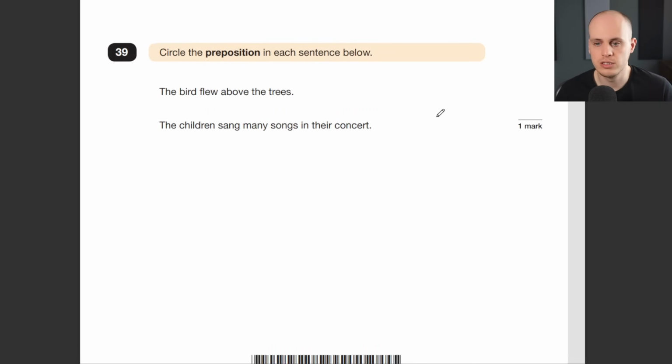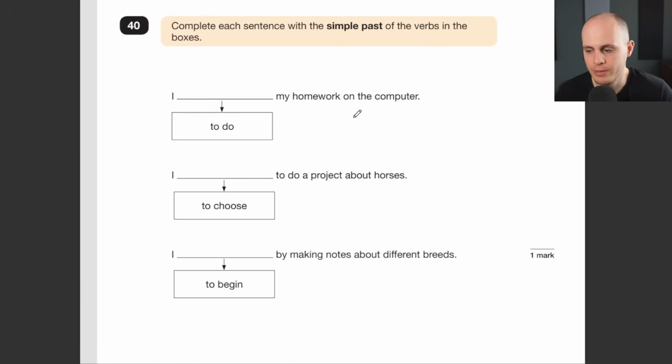Number 39, circle the preposition. Big clue there, prepositions give us a sense of where something is. The bird flew above the trees. There's my first preposition, telling us the location, the position of the bird. The children sang many songs in their concert. Not after their concert, not before their concert, in their concert. There's the prepositions.